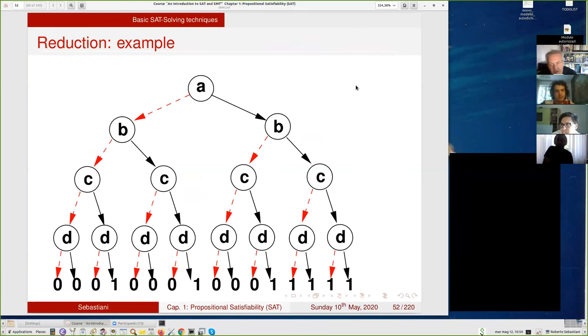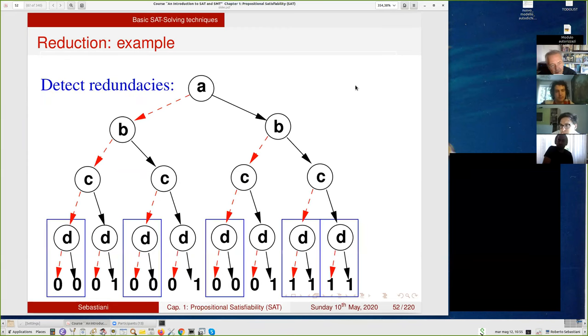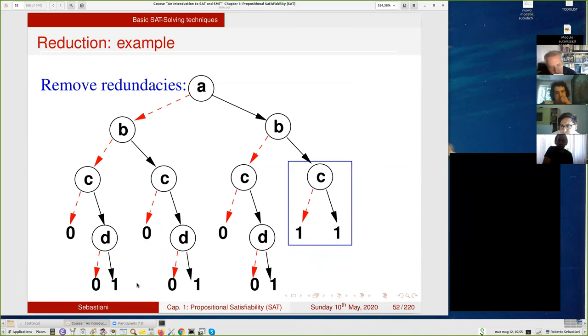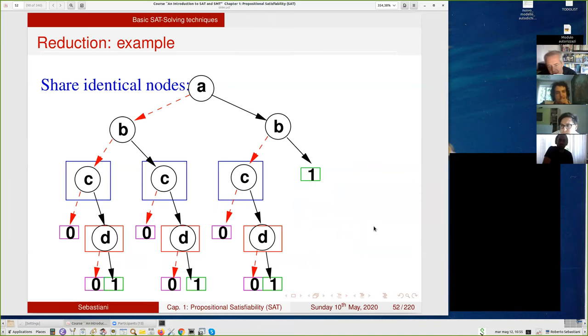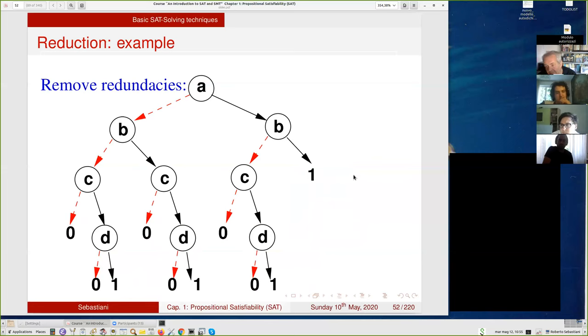So let's see this example, right? So consider this tree here. Well, you immediately notice that there is some redundancy here, right? So D goes to zero, both branches go to zero here, okay? So this can be collapsed into zero. This can be collapsed into one, okay? So you can collapse them to zeros and ones. But now you still have one redundancy here, so you can collapse this to one. But then you realize that you can share nodes. For instance, you can share all the ones. But you can share all the zeros.